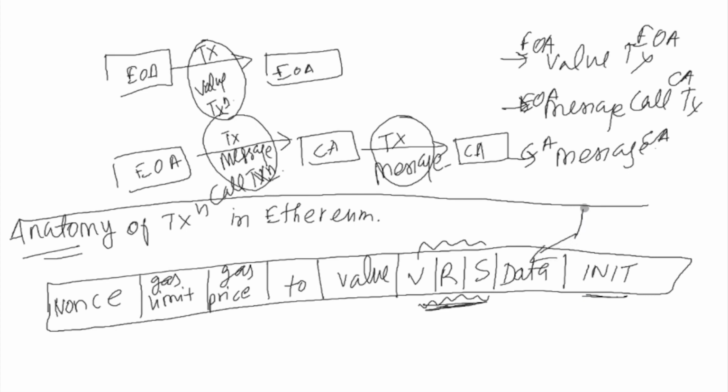So this data will store the value of this. When an externally owned account calls a contract account, it will store the transaction message call. Then externally owned to externally owned, it will call the value transaction.